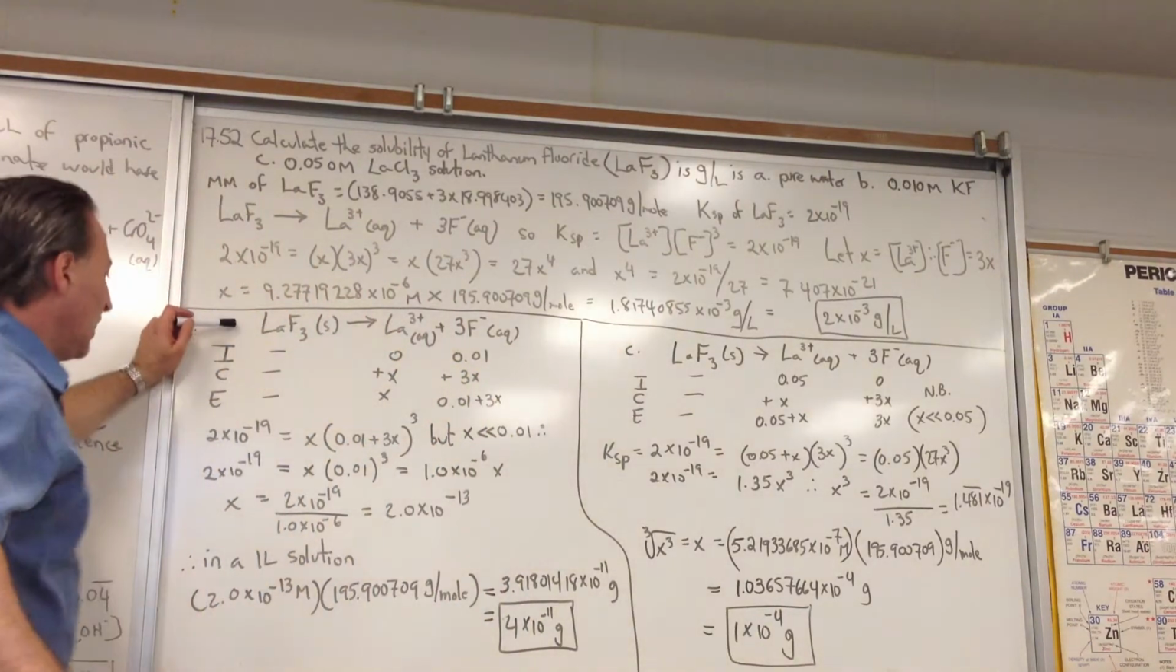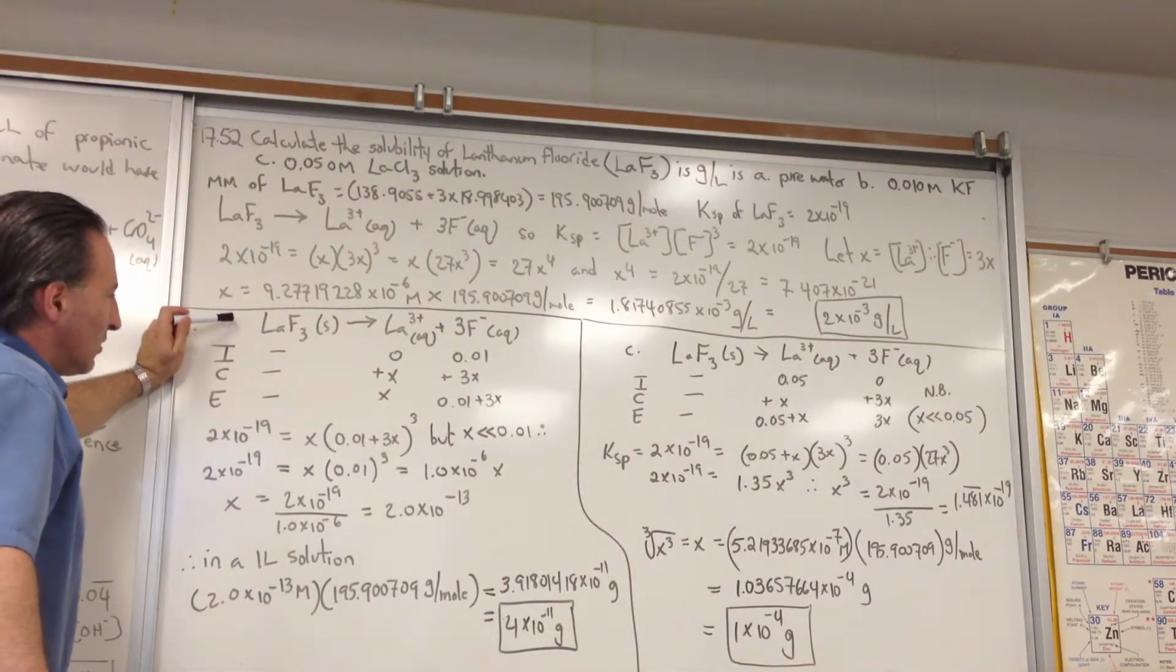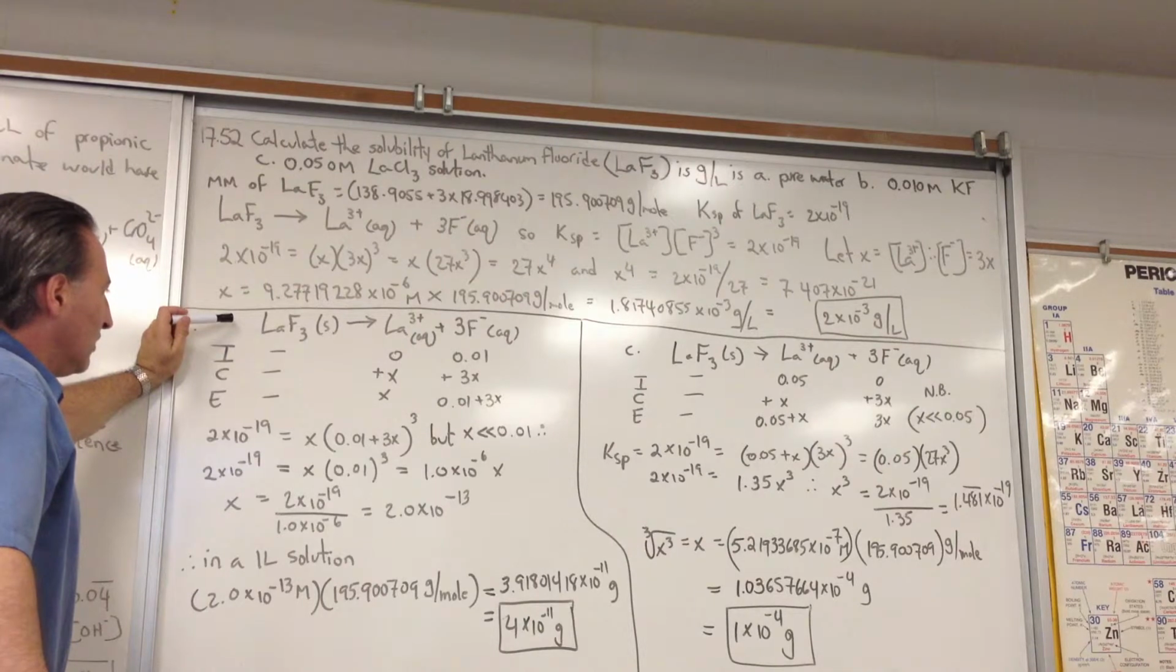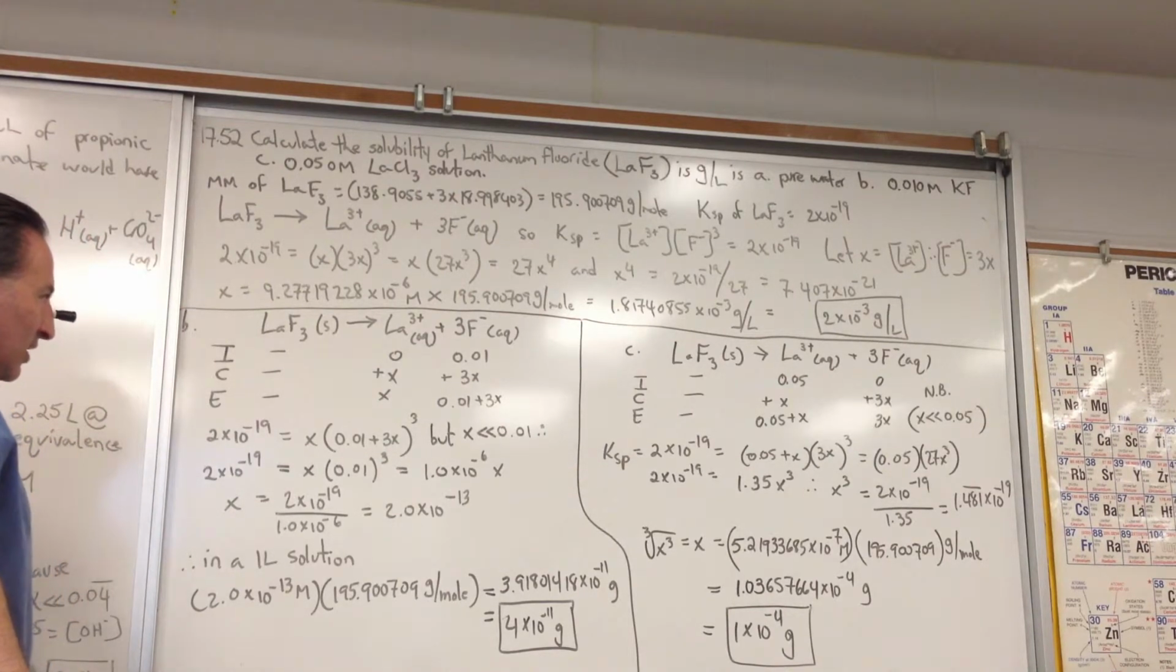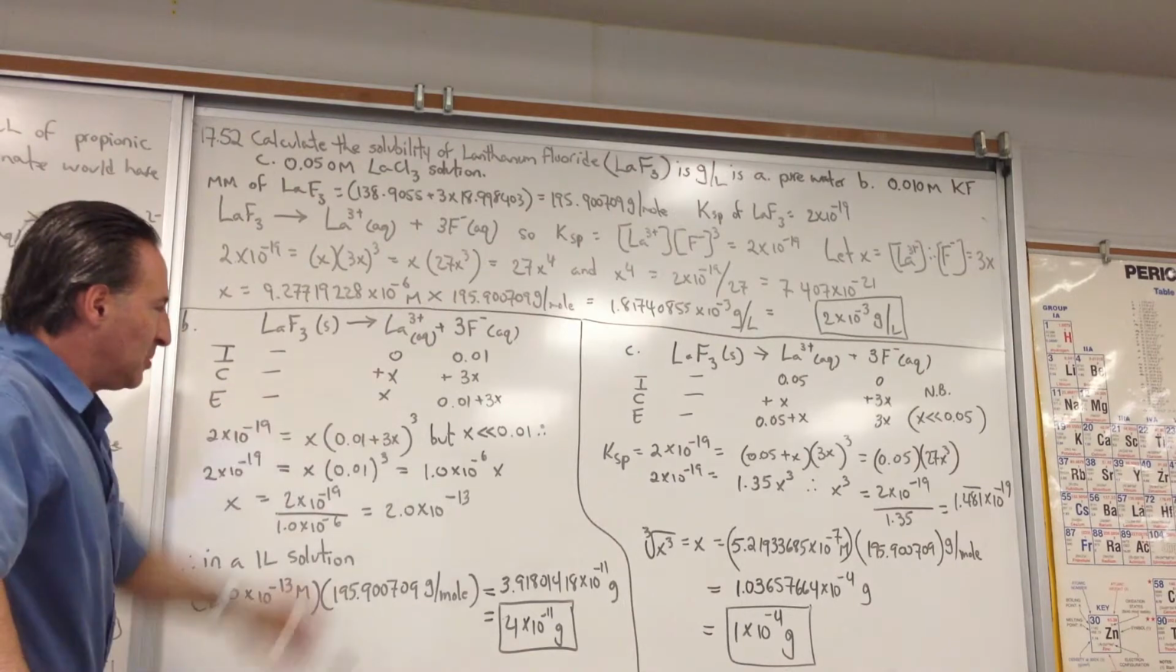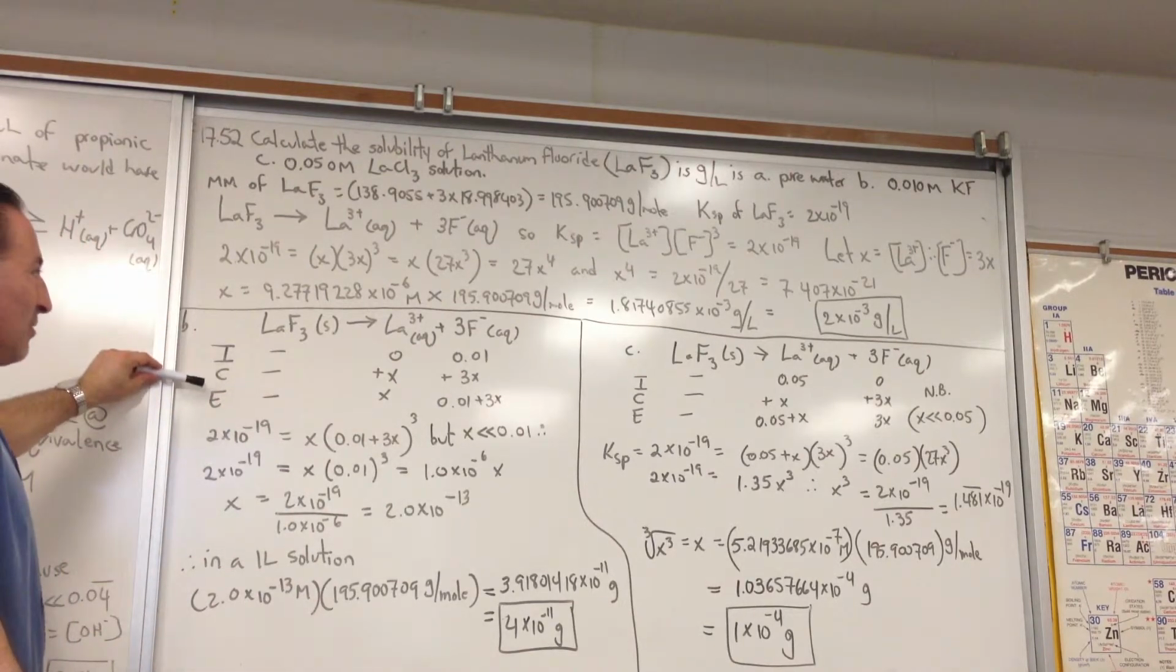In the second question, we're asked what's going to happen if we add potassium fluoride to the solution. So now we have a common ion inhibiting the dissociation of lanthanum fluoride. We set it up as a KSP equation. Notice I did a nice table for this one to keep everything straight.